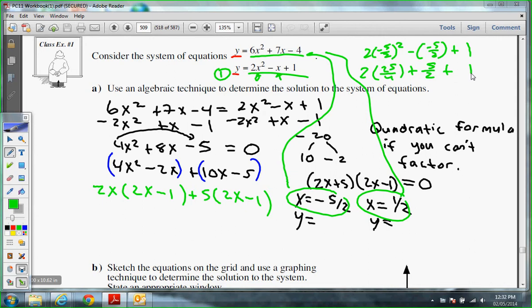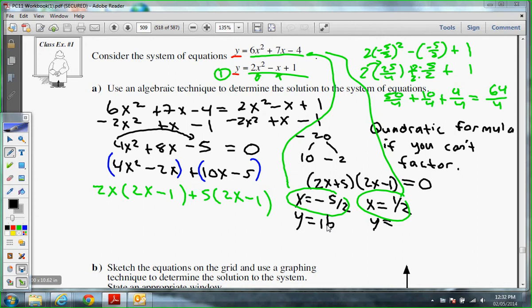And so then we have the 2 multiplies to the top. 2 times 25 is 50 over 4 plus, what's 5 halves in terms of fourths? So if I times by 2, right, so 10 fourths plus 4 over 4, because 1 equals 4 over 4. Now they're all in fourths, I can put them all together. I get 64 fourths, which is 16. Good. So y equals 16 at negative 5 halves. That's the point of intersection of that parabola at that point.